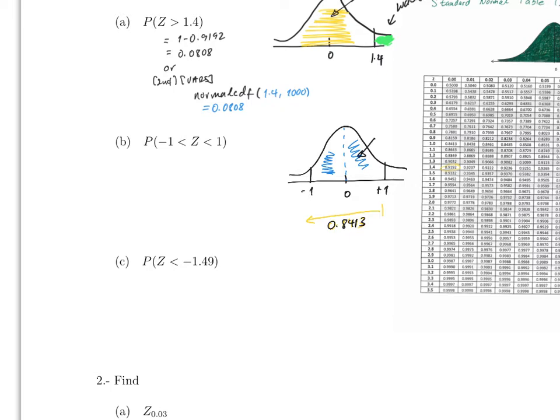So therefore, this part only should be 0.84 minus 0.5, which will give you what? 0.3413, right? And then this one should also be 0.3413. So therefore, the solution using the table is 0.3413 times 2, or just add it twice, which is 0.6826.